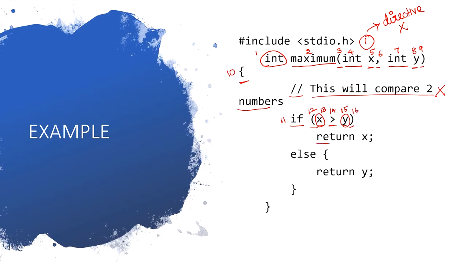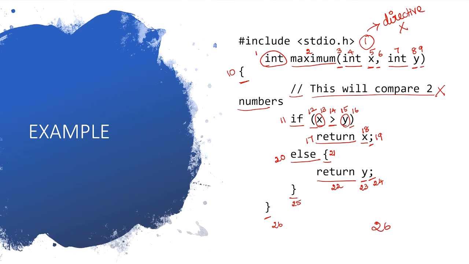Then return is a keyword. So this is also a token. X is an identifier, token. Semicolon is also a token. Else is a keyword, token. Then open parenthesis, a token, 21. Return is a keyword, it is also a token. Y is an identifier, it is also a token. Semicolon is also a token. And here another closed parenthesis, it is also a token. And finally, last parenthesis, it is also a token. So how many number of tokens are there? Totally 26 tokens are there in this program.